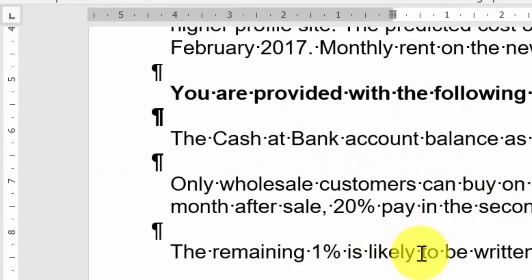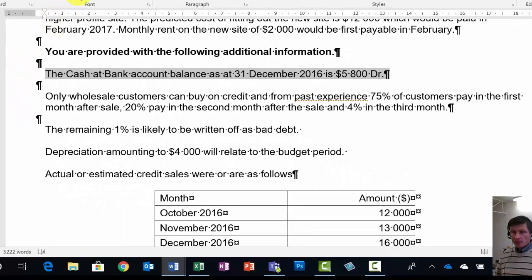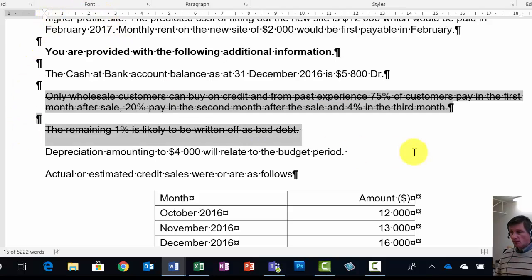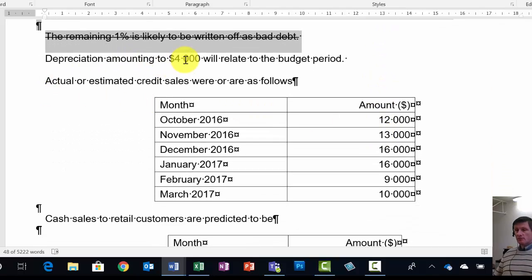Okay, now let's just have a look at this. What I've done, I have done that bit, and those bits. I'm just crossing those off to remember that I've done it. Now depreciation amounting to $4,000 will relate to the budget period.